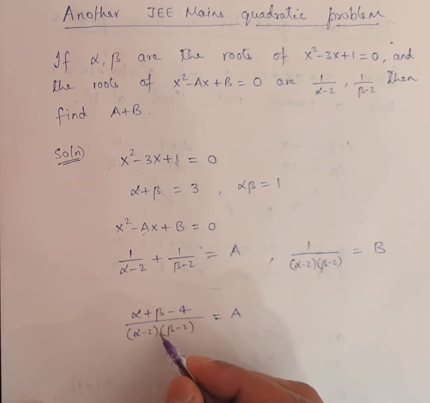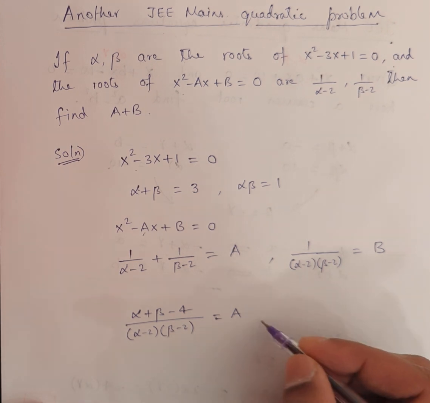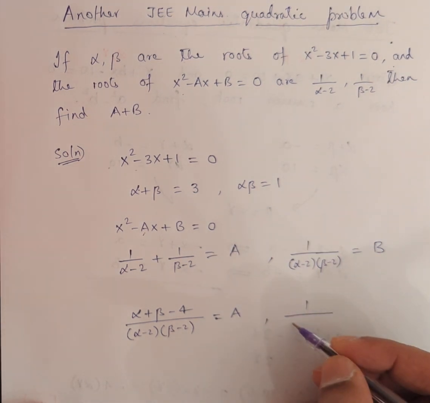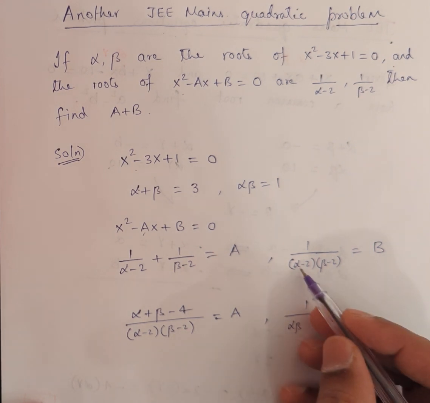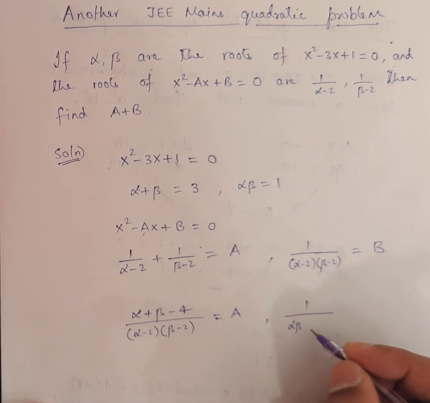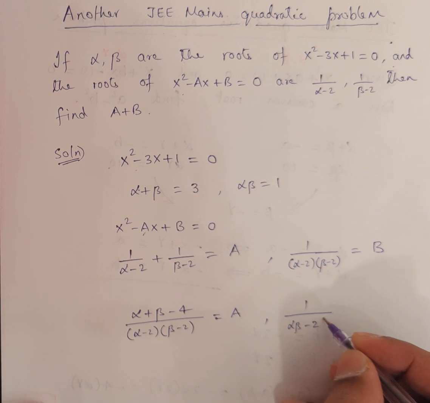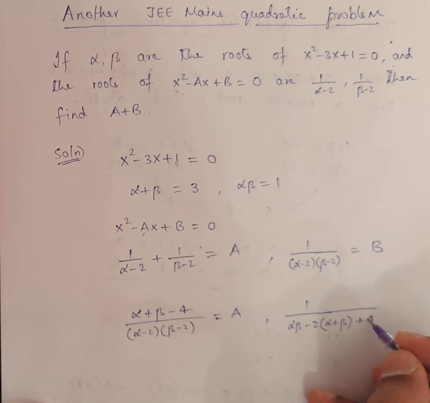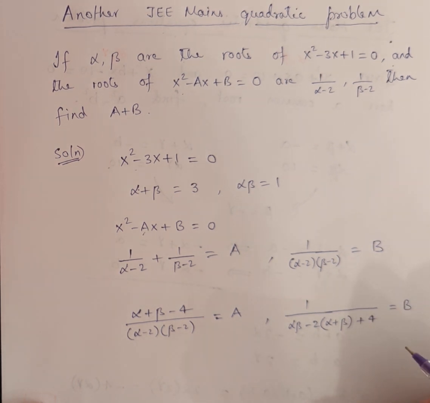Let's go ahead and multiply this one out as well. Actually, let's go ahead and do it here. This is 1 over alpha beta. And notice I have minus 2 alpha minus 2 beta. So I'm going to factor out the minus 2 part and write it as alpha plus beta, and plus 4. So this is equal to b.